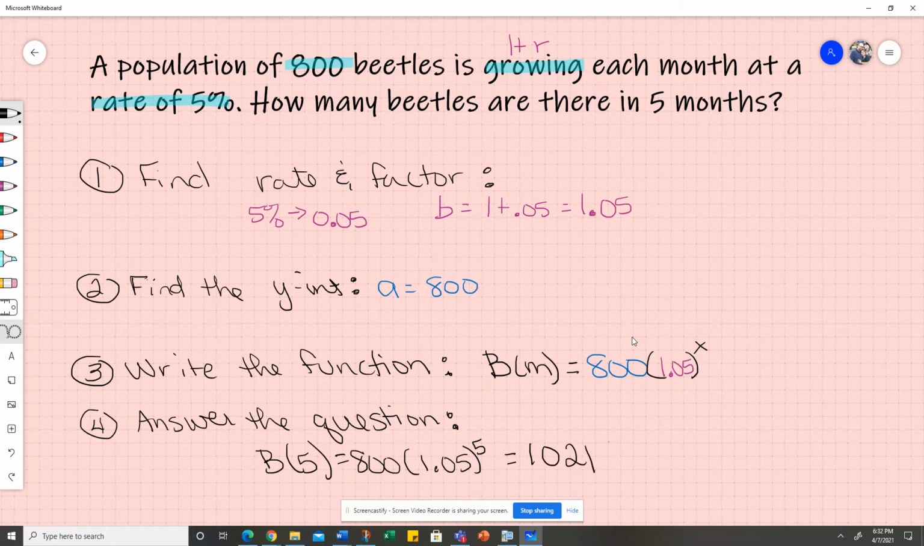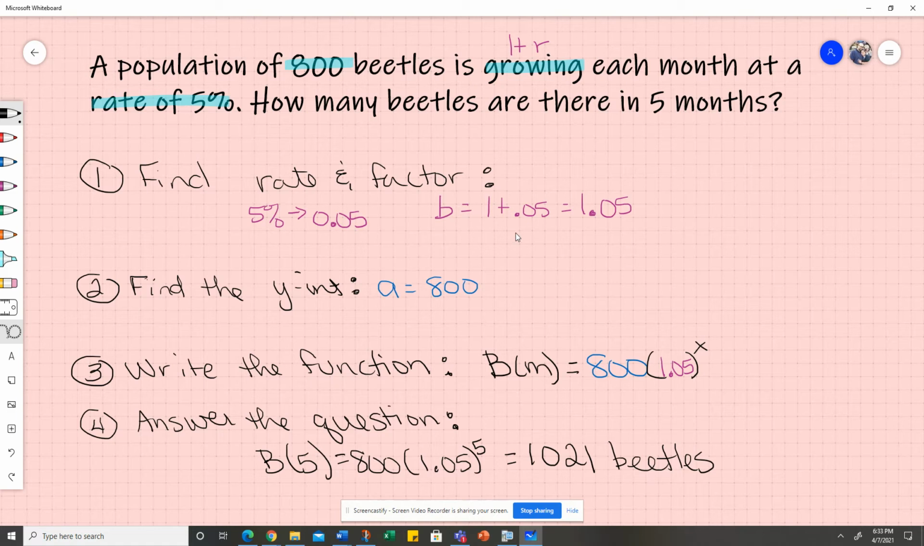So 1021 beetles. Now, depending on the situation, you may have to round up, you may have to round down. Okay. 5 months, we will have 1021 beetles. Had that partial decimal value been a little bit bigger, we would have said 1022 beetles. We want to round it to the nearest whole number in this case. Okay. So there's our growth function.